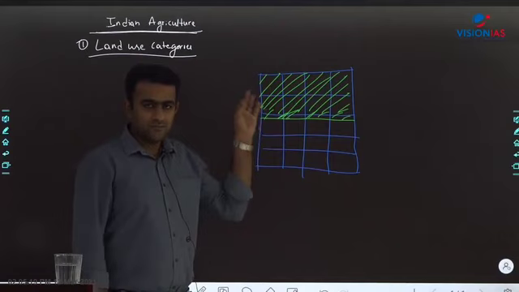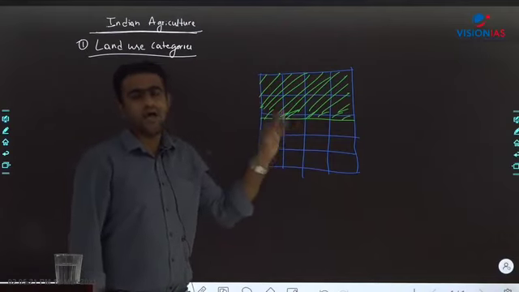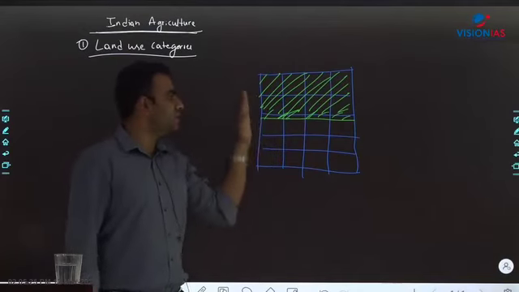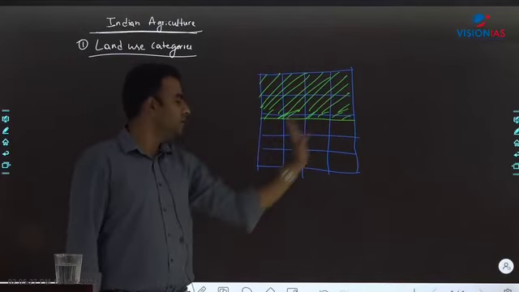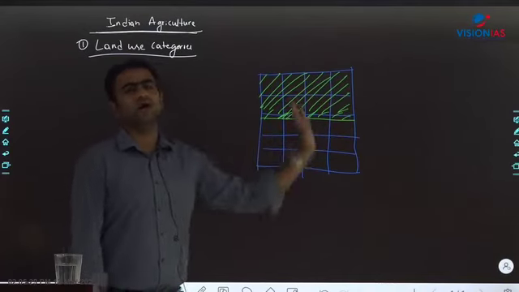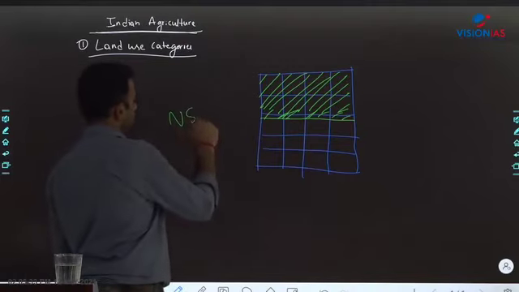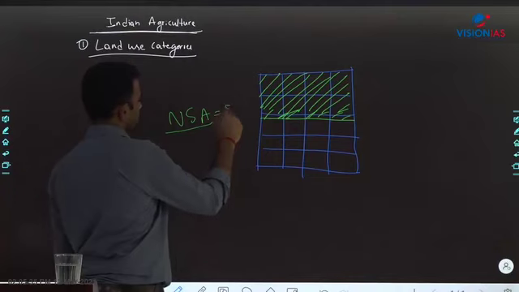At least once in a year I am sowing in this 50 acres of land. Okay, in a year at least once I am sowing in this 50 acres of land. So here, for the whole year, I am not doing anything else. So my net sown area is equal to 50 acres.